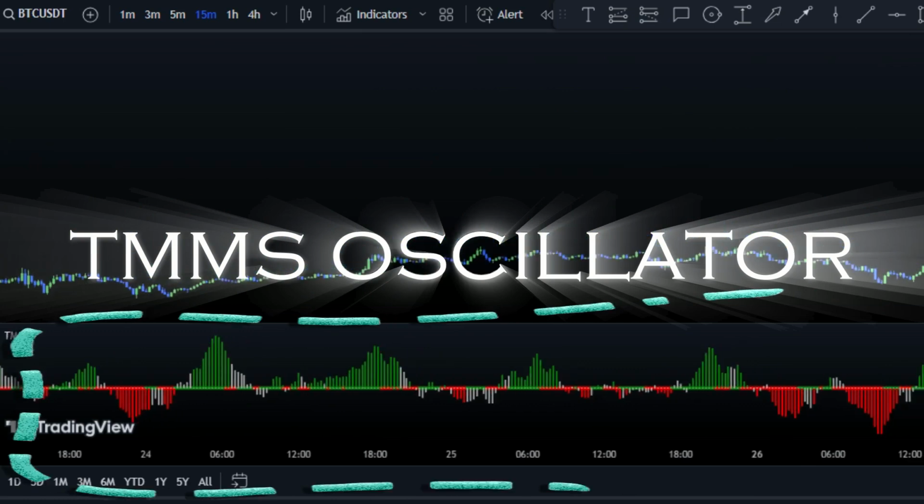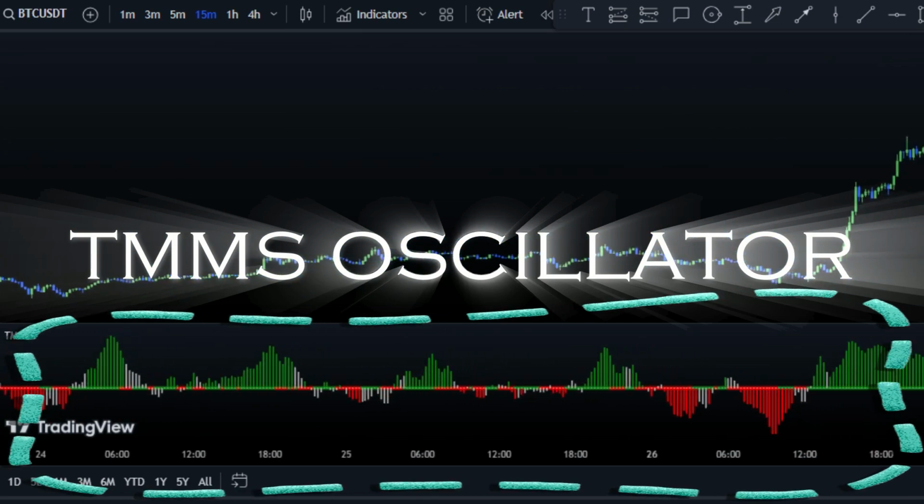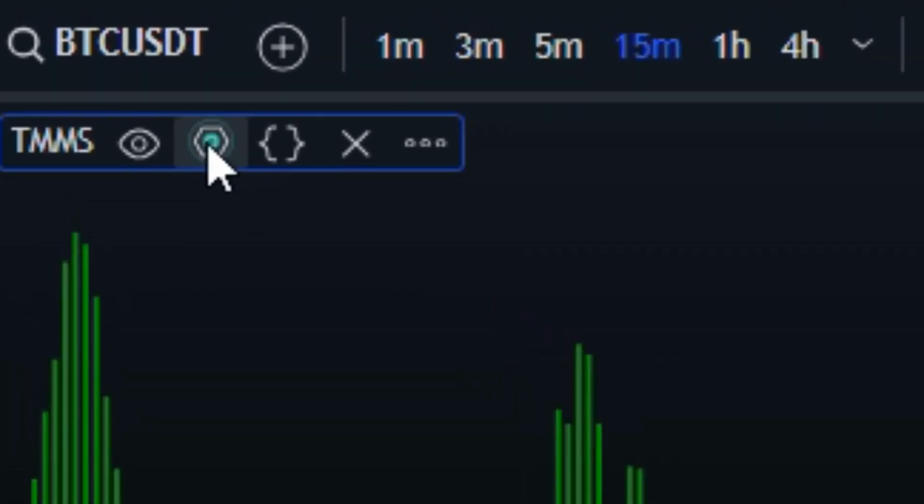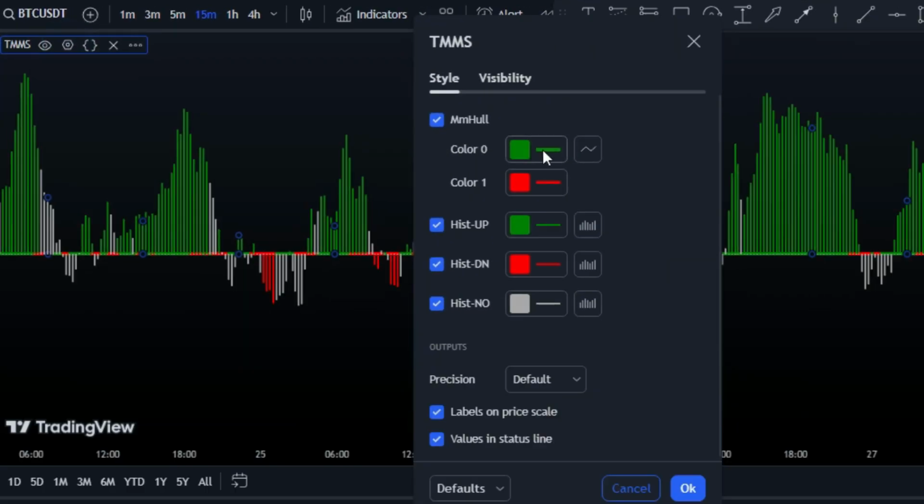After adding the TMMS oscillator, we'll make a couple of quick adjustments. Click on the gear icon beside the indicator's name, and in the Style section, change all histogram options to columns for better visibility. No further settings are required.